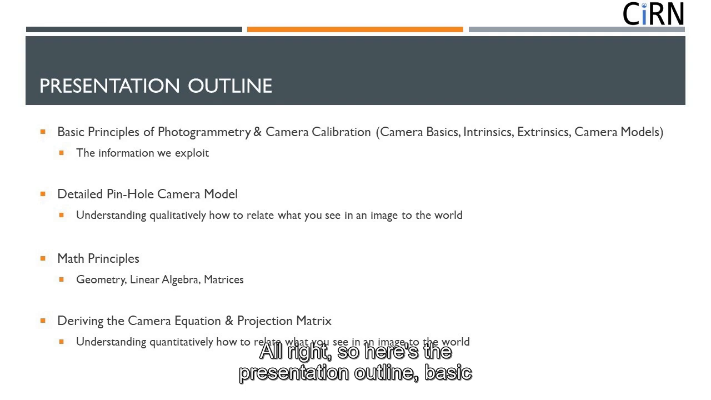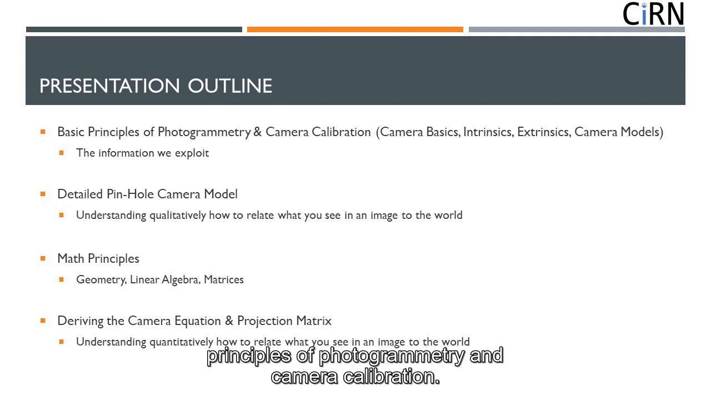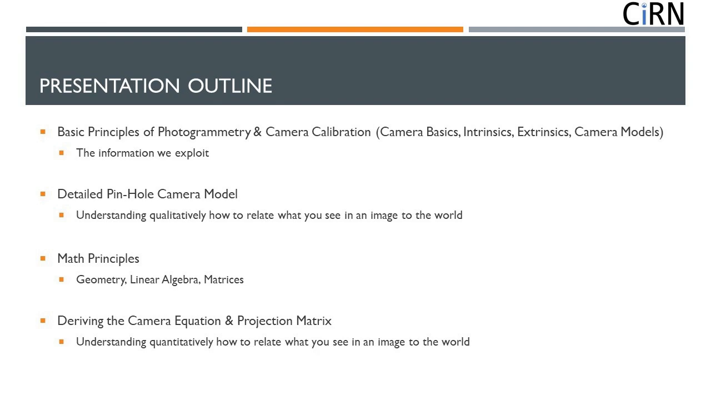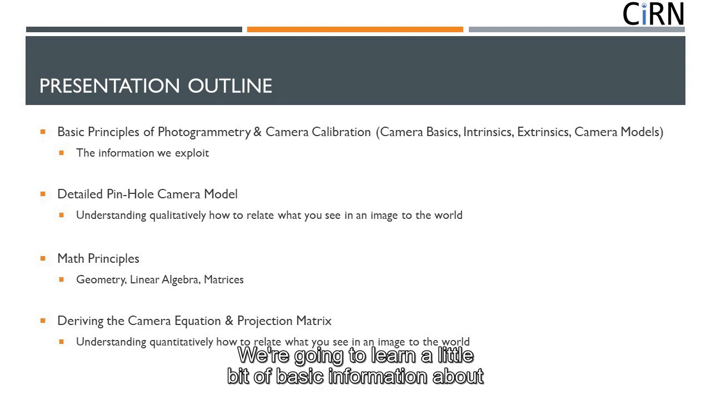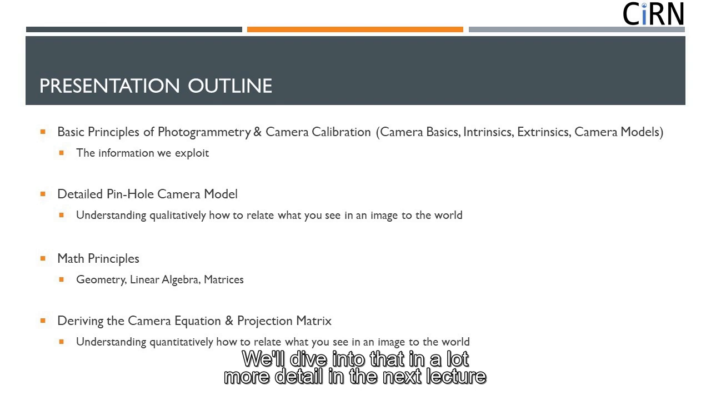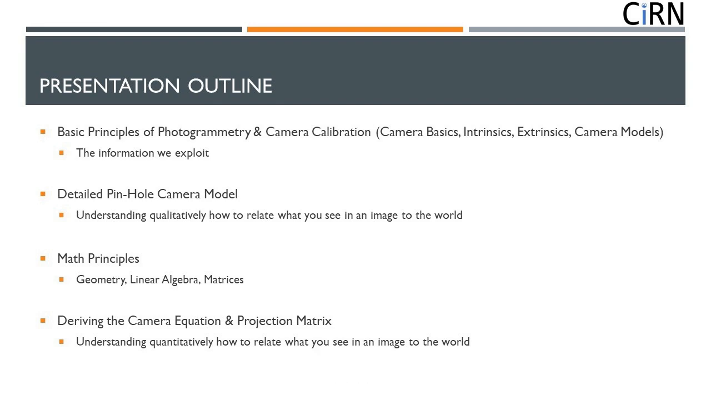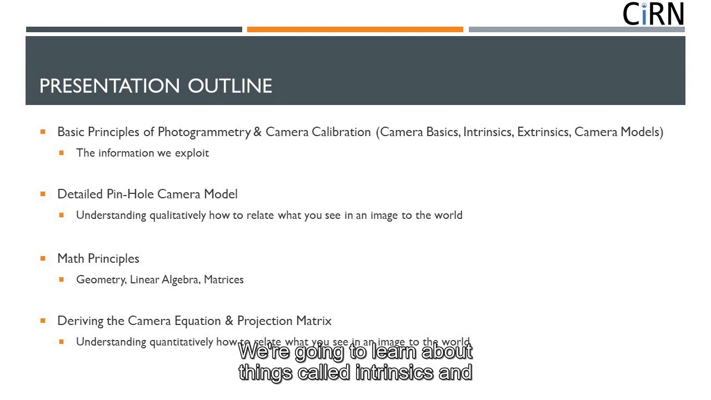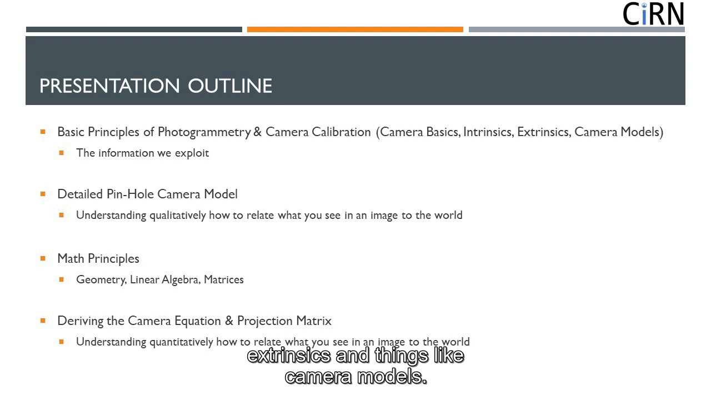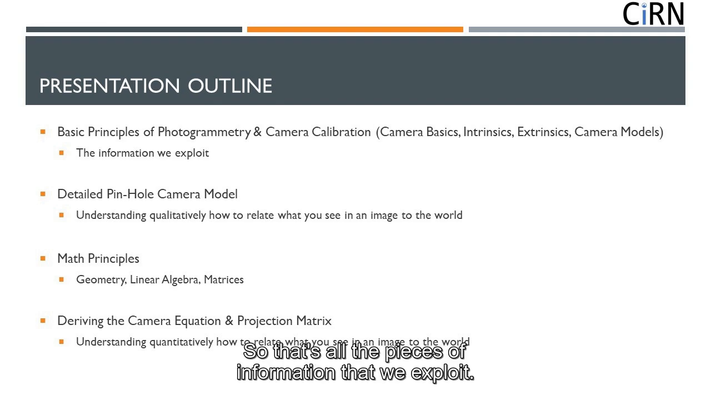All right, so here's the presentation outline. Basic principles of photogrammetry and camera calibration. We're going to learn a little bit of basic information about cameras. We'll dive into that in a lot more detail in the next lecture with Meg. We're going to learn about things called intrinsics and extrinsics and things like camera models. So that's all the pieces of information that we exploit.